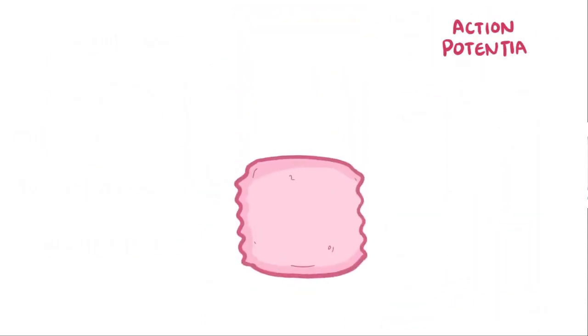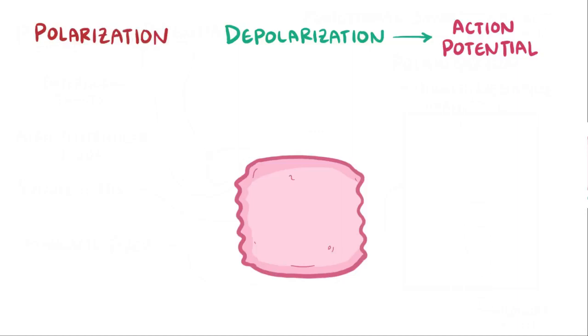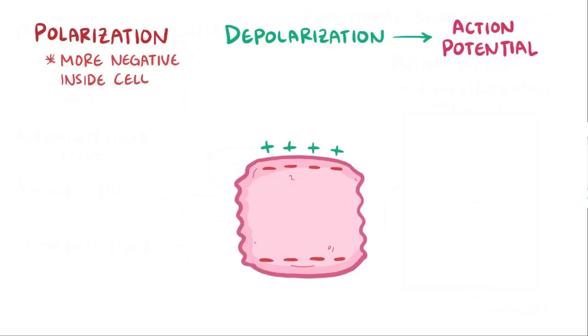Okay, so now let's take a closer look at the chemistry that gets the action potential moving. Action potentials are initiated by depolarization, which is the opposite of polarization. Polarization is when there's a higher negative charge inside the cell relative to outside the cell. And that difference in charge is called the membrane potential.